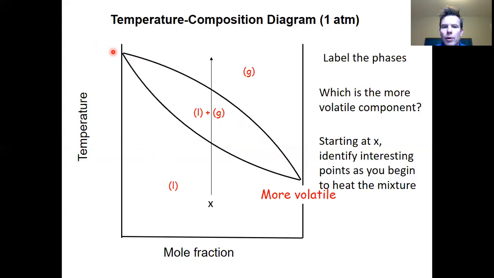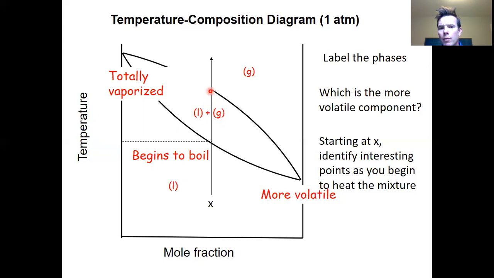Last but not least, if I start at point X, identify interesting points that may exist as you start to heat the mixture. So if I start here and start heating this, I have pure liquid, liquid, until I hit this one. Then gases start to form. So this would be what we call the bubble line. So here it begins to boil. It will continue boiling, boil, boil, boil. You're going to have less liquid, more gas. It's going to boil until you hit this point, at which point it's totally vaporized. And as I keep going, you get the pure vapor. The qualitative ideas are the same as the pressure composition diagrams. So hopefully that's useful.